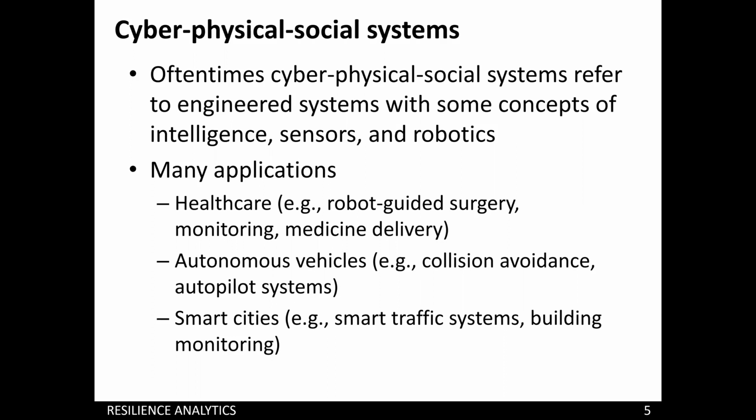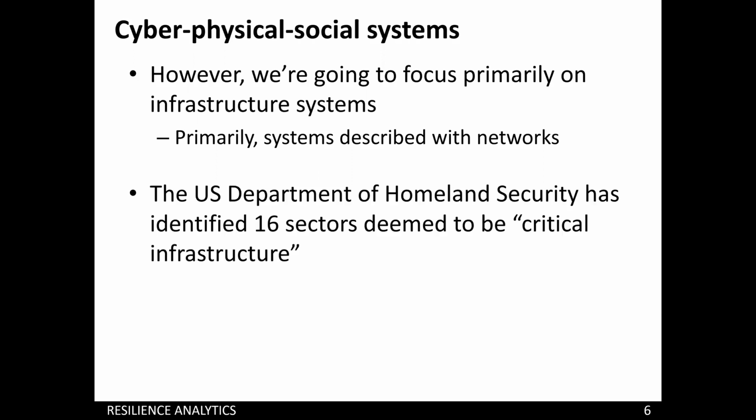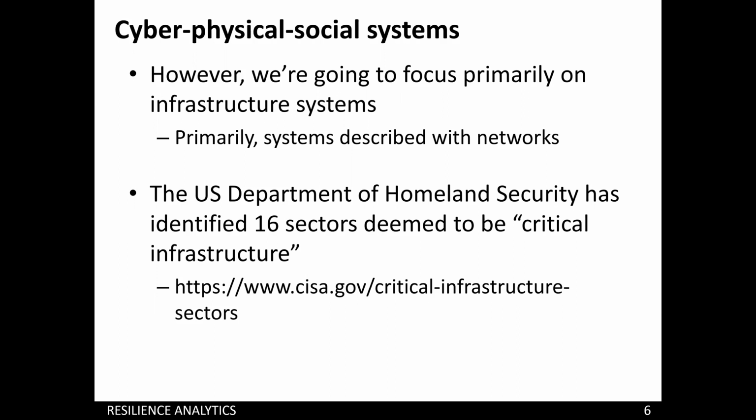Okay, so these cyber-physical social systems exist all around us, but we're going to primarily focus on infrastructure systems, and primarily infrastructure systems that are described with network sorts of structures. The Department of Homeland Security has identified 16 broad categories of systems, sectors that are deemed to be critical infrastructures. We'll talk about those and focus primarily on 4. You can find out more information, and some of the graphics coming up are derived from the Department of Homeland Security.